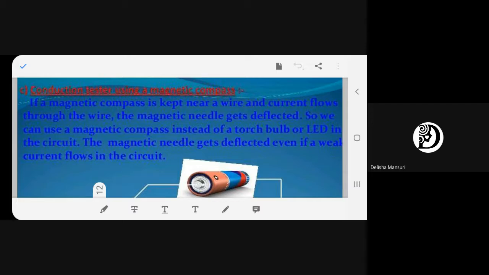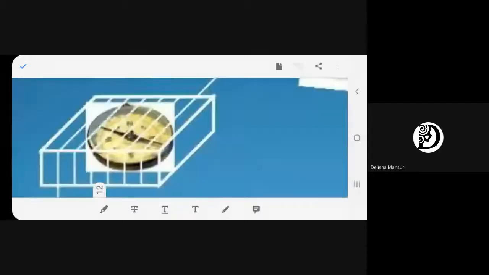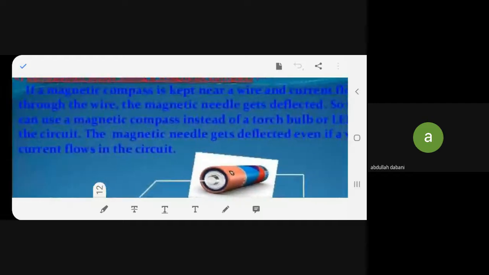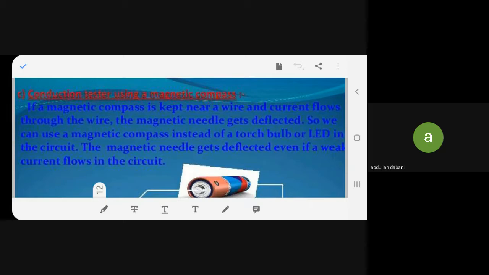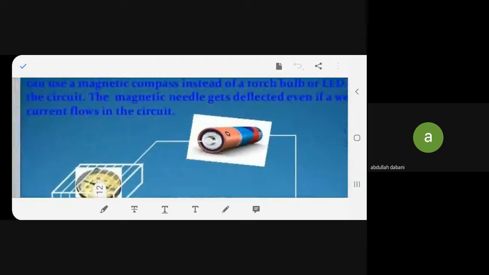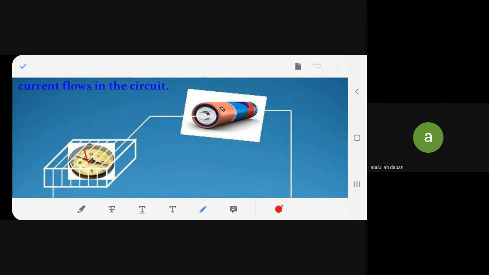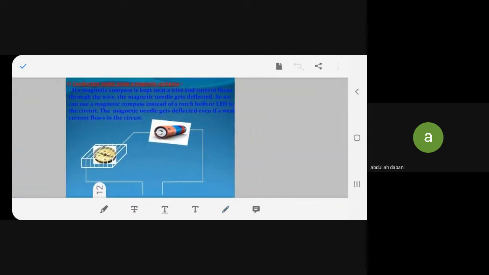So this magnetic compass, see how does it look? This is how it looks. Have you observed this magnetic compass? Okay. So when this magnetic compass is kept near a wire, that means it's kept near a circuit, and the current is flowing through the wire, what we will see? The needle will start deflecting. Deflect means it will move like this. So the needle will start moving. That's called deflection.